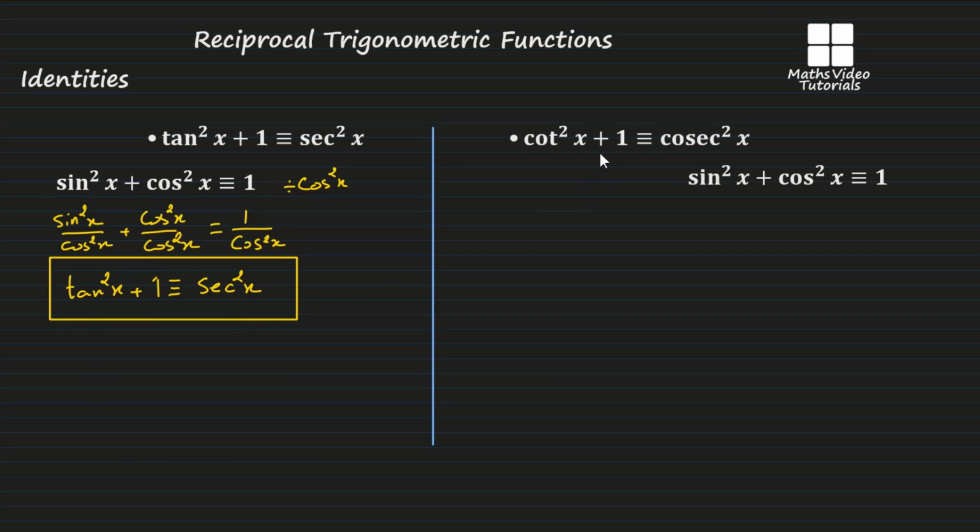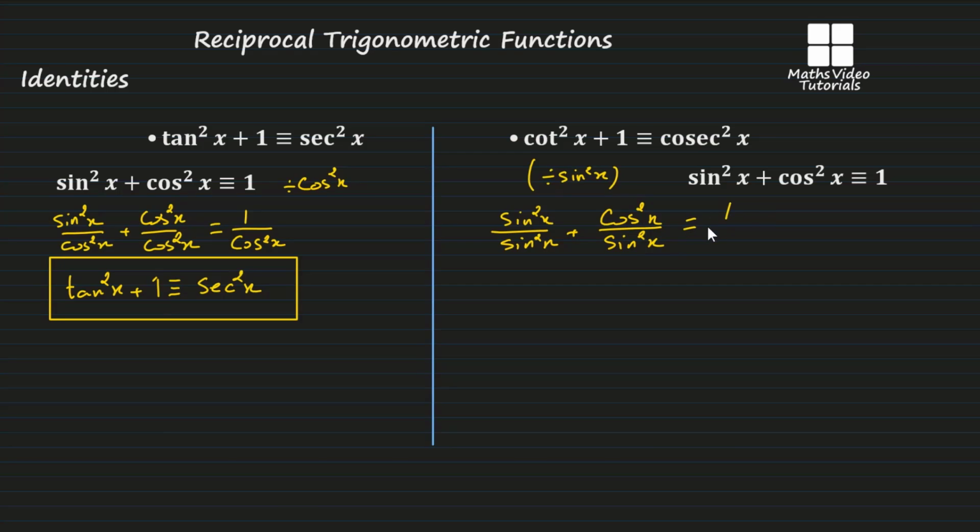You could do the same thing for this identity using the Pythagorean identity. So give it a go if you want to. Pause the video and play it later to check if you got stuck somewhere in the working out. For me, I'm going to continue. So for this one, because we have cot, I need to divide everything by sine squared. Sine squared x divided by sine squared x plus cos squared x divided by sine squared x.